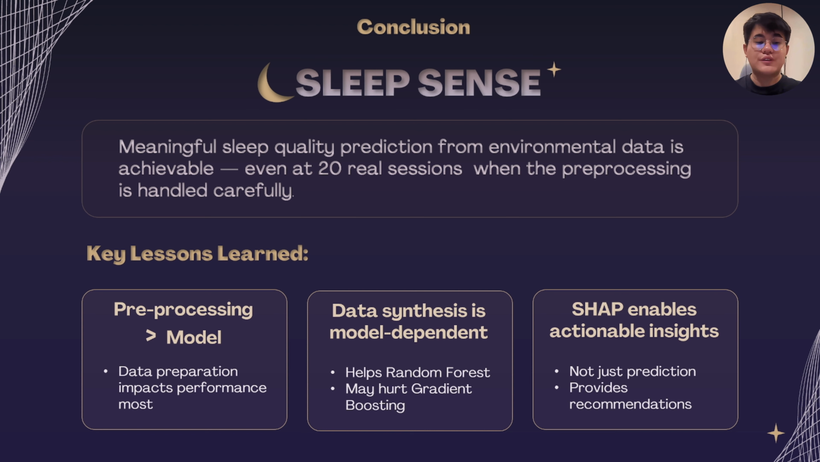SMOTER for regression helps random forest significantly. It can hurt gradient boosting, and there is no universal augmentation strategy. And lastly, SHAP turns a number into an actionable recommendation.